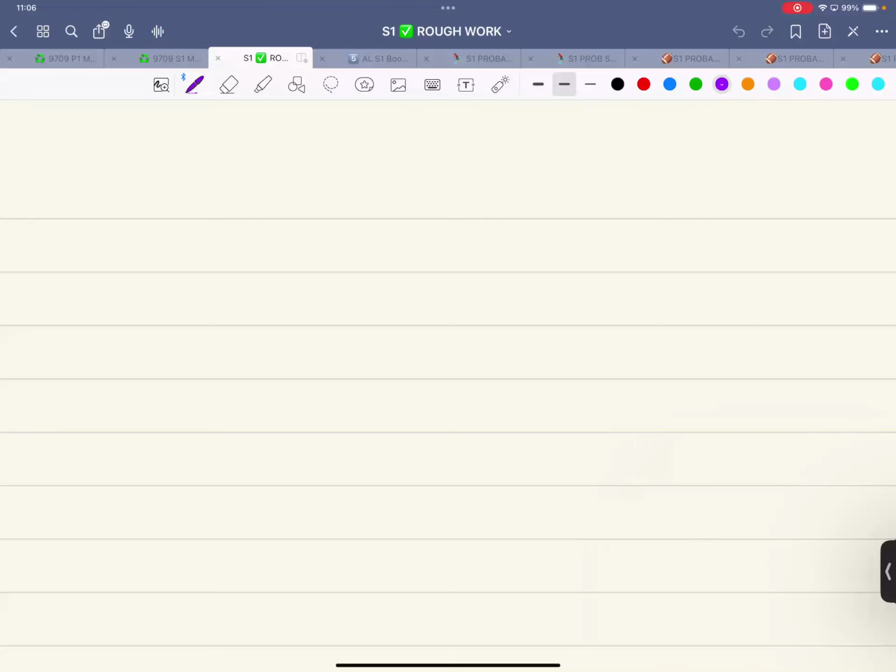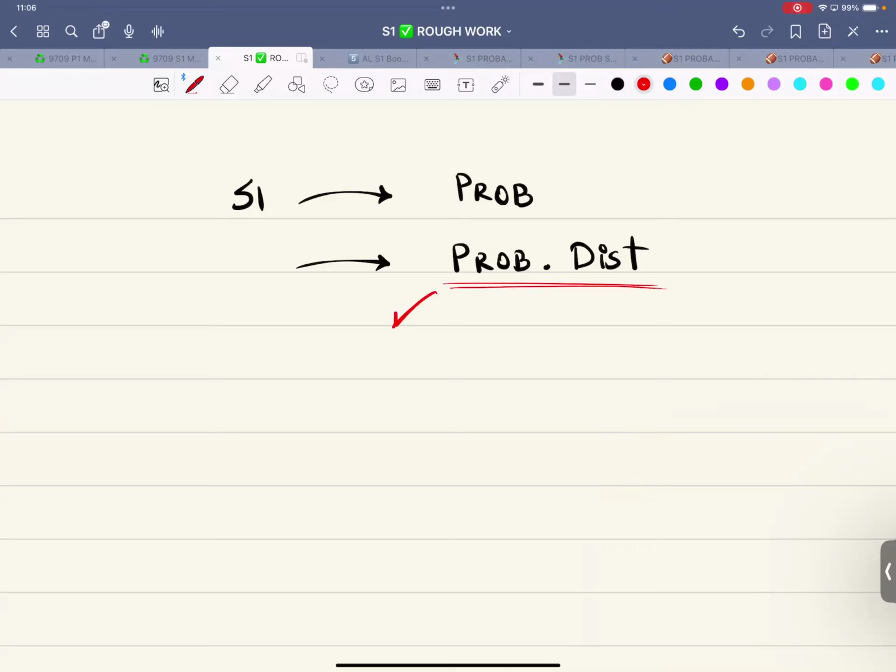So let's get started with S1, and the focus is on probability. The focus is on probability distribution. Now, in probability distribution, what exactly do we study? We study making a probability distribution table with X and the corresponding probability, and then calculating expectation of X as well as calculating variance of X. That is what we focus on.